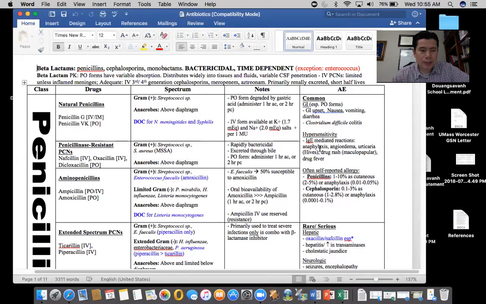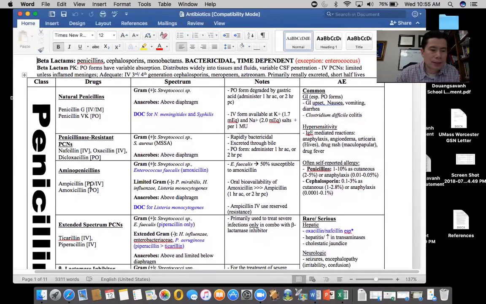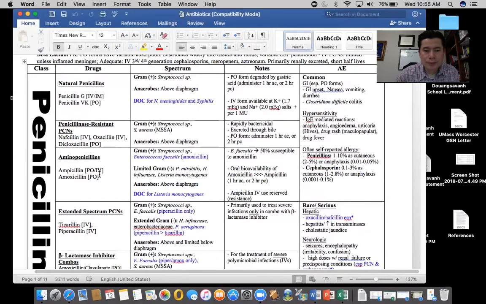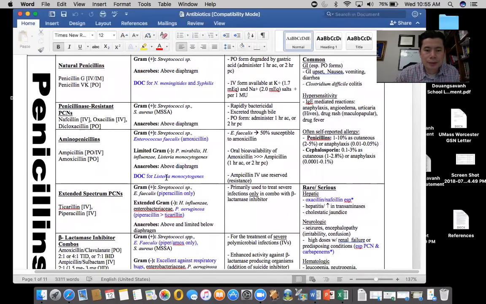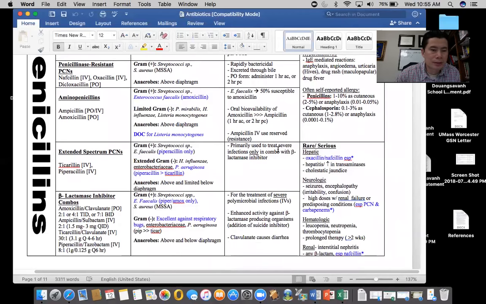The most common with the penicillins, of course, is hypersensitivity, IgE-mediated reactions. You get anaphylaxis, angioedema, urticaria, rash, and maculopapular rash, basically raised bumps on your skin. Amoxicillin is part of the penicillin allergy family. There is some cross sensitivity with penicillin allergies, anywhere from 1 to 10% cross sensitivity with the cephalosporins.